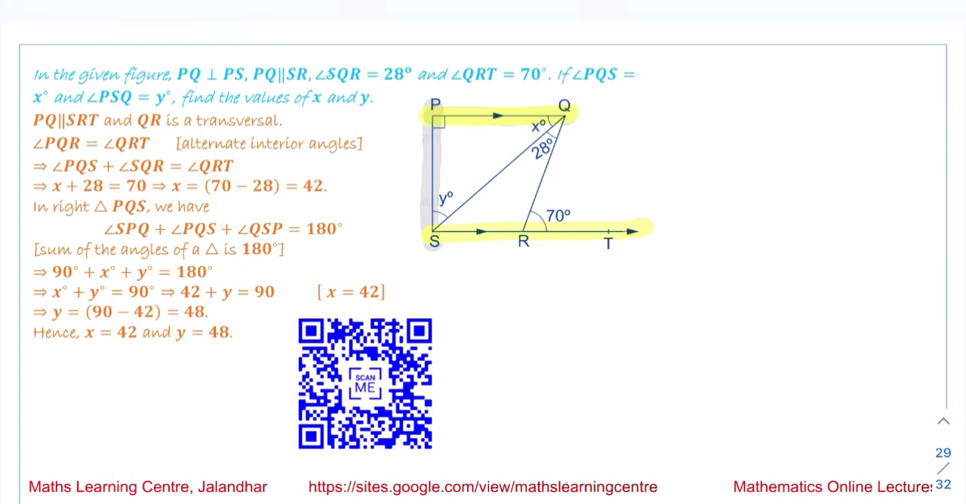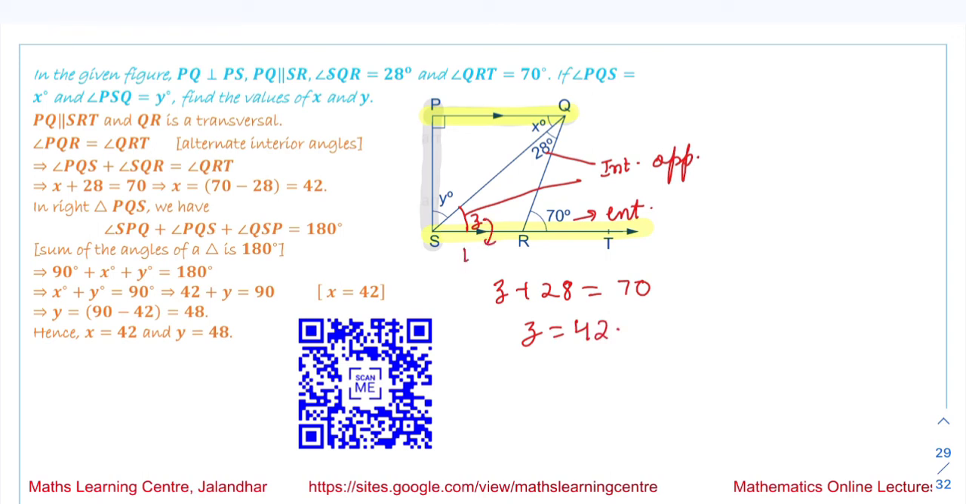So this is 70 degrees over here. This angle and this angle, these are the interior opposite angles to this exterior angle. So what we get is, suppose this value we are saying is Z, so we get Z plus 28 is equal to 70. So the value of Z you will get is equal to 42 degrees.